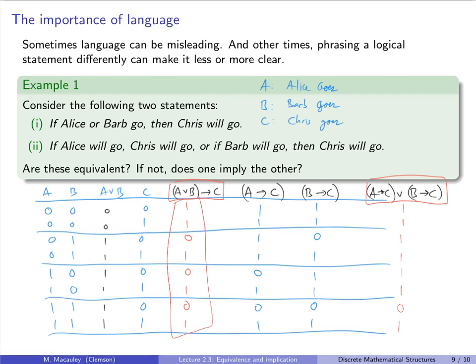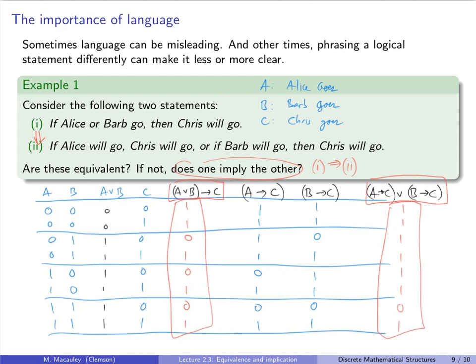First of all, these are definitely not equivalent because they have different truth tables. However, is it true that if one of these holds, then the other one holds? So if this first one has a 1 in a certain position in the truth table, then this second statement also has a 1 in that position. So therefore, we can say that 1 implies 2. So does 1 imply the other? Yes, 1 implies 2. Anytime 1 is true, 2 is true as well.